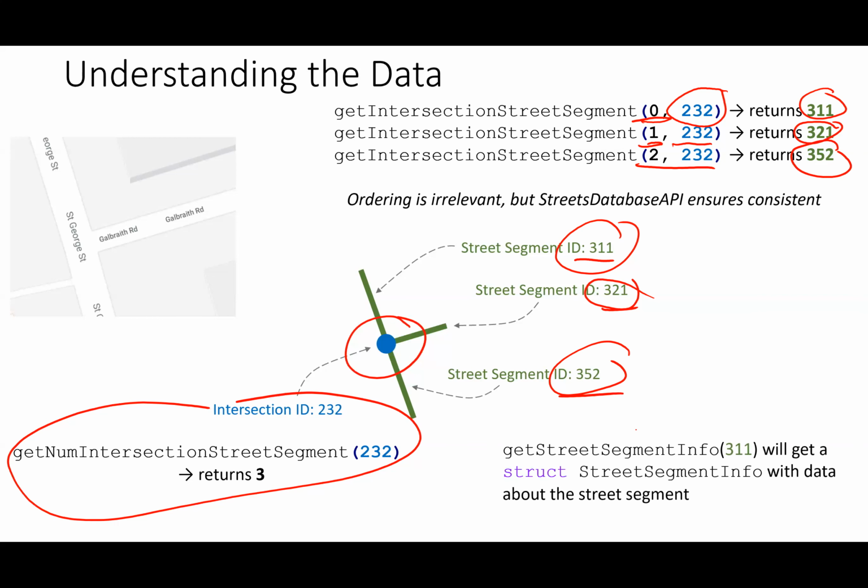And then the last thing I could do is call get street segment info of 311. That was one of our street segments. We'll get that struct that gives us information about that street segment. So we can make a few calls and essentially we're letting you walk through this graph. In our API, we have stored this as a graph and we're giving you calls that let you explore it.